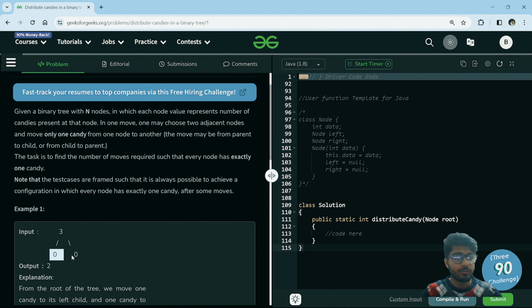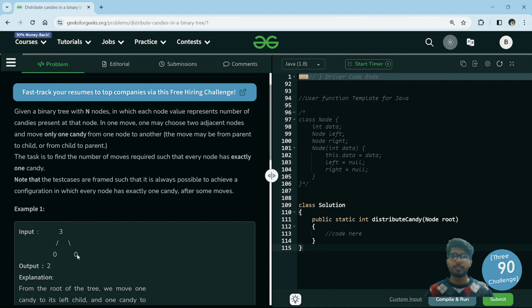Here the tree has three nodes. This is the root node and these are the leaf nodes. So we can see our root node contains three candies. But the requirement of the problem is that every node will contain exactly one candy. So our root node will distribute one candy to the left child and the other candy to the right child. So our root node will be left with a single candy, and hence you can see after performing such operations all the three nodes contain exactly one candy.